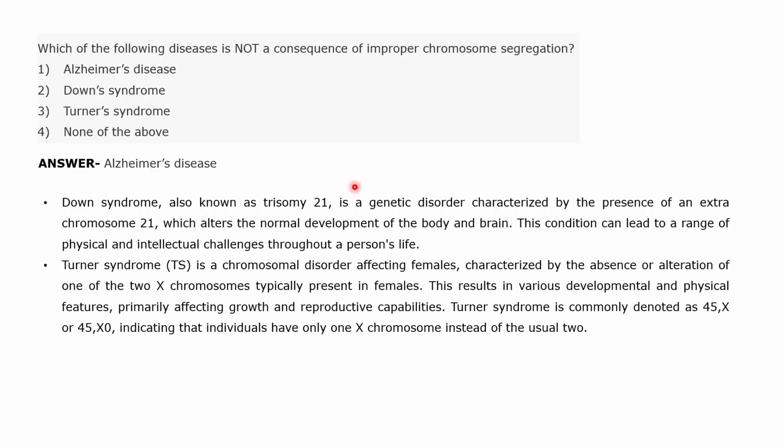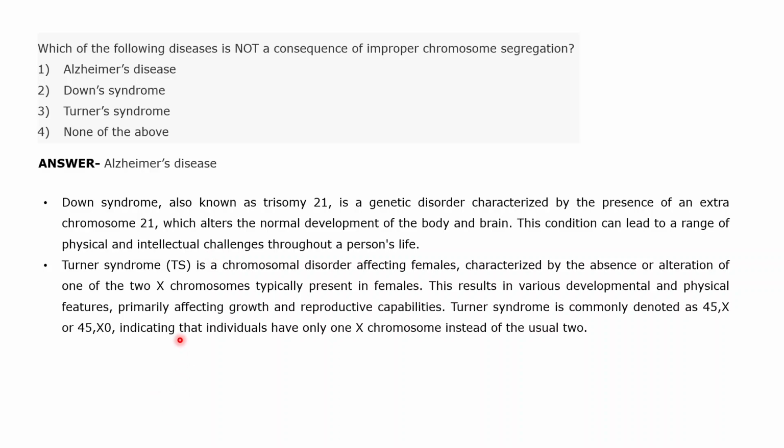It is not sex dependent, it is sex independent in nature, and it alters the normal development of the body and brain, and it can lead to a range of physical and intellectual challenges, because there is an additional copy of chromosome number 21. All the other chromosomes are maintained in a disomy stage, in a diploid stage, but in case of chromosome number 21, another extra copy is there, and that happens due to non-disjunction of chromosome taking place either in meiosis 1 or meiosis 2, that we have discussed earlier in the previous question.